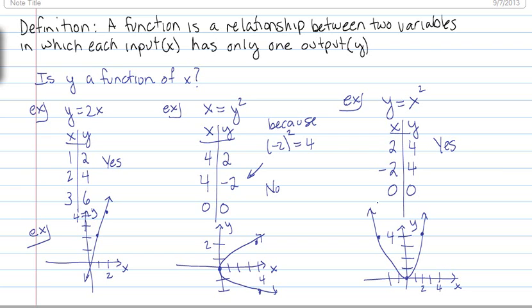The book talks about the vertical line test. And what happens when you're looking at a graph, if for each input there's only one output, if you draw a vertical line, it will only hit the graph once.